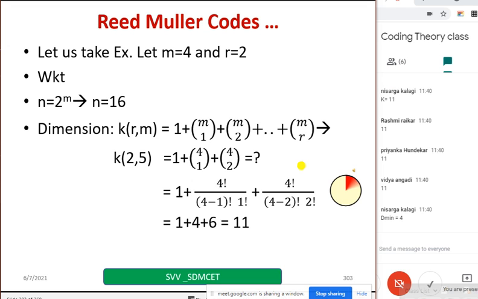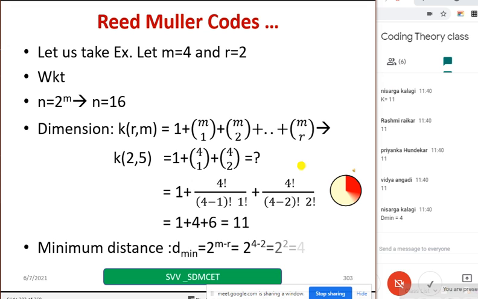So this n equal to 16 value we are going to make use of in our discussion. Remember, r equal to 2 we are going to use in our discussion. Minimum distance d minimum equals 2 raised to m minus r, equals 2 raised to 4 minus 2, equals 2 raised to 2, which is nothing but 4. These are the things we are going to use in our discussion, because we have to take one example to discuss the encoding procedure and decoding procedure of a Reed Muller code. So these are the things we are going to consider as an example for the discussion.